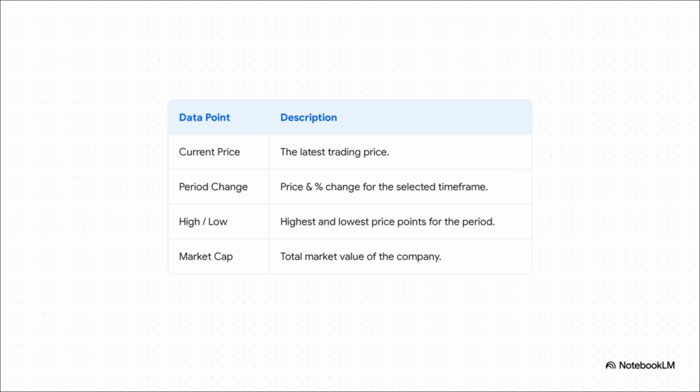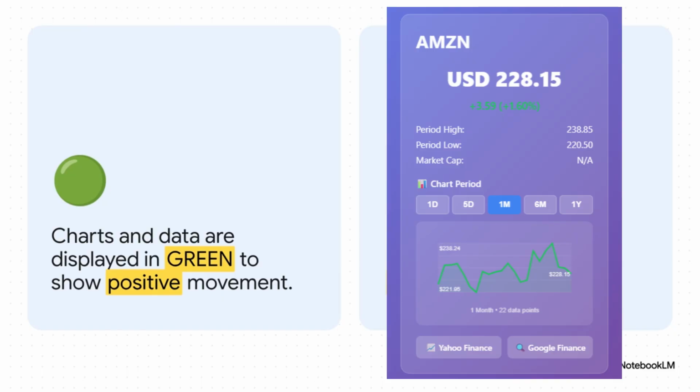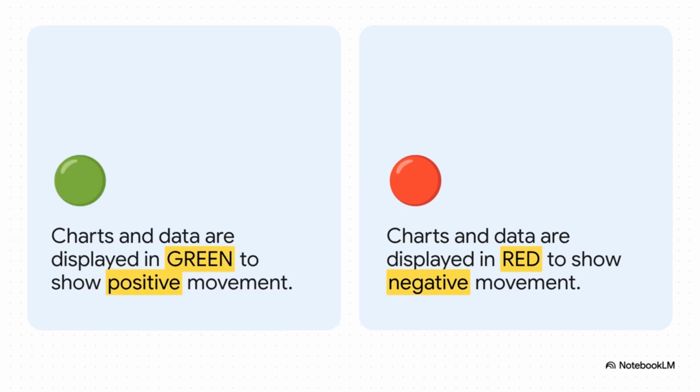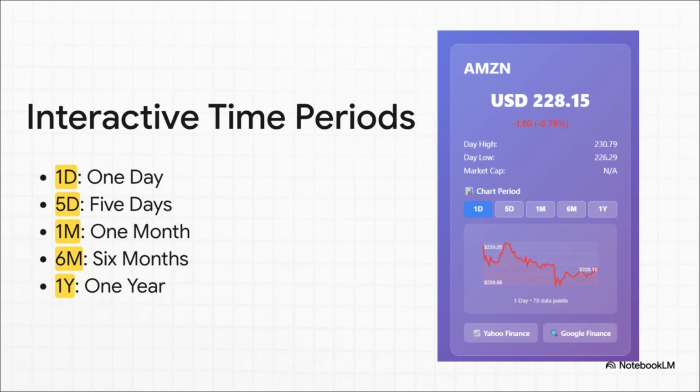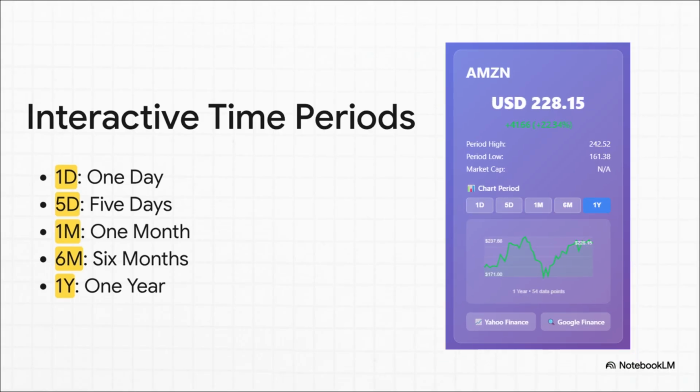Now, one of the smartest features is just how it uses color. It's so simple. If the stock's up, everything's green. If it's down, everything's red. This little visual cue tells you the story of the stock's performance before you even read a single number. And you're not locked into just one time frame. With just one click, you can toggle that chart and all the data between a 1-day, 5-day, 1-month, 6-month, or even a 1-year view. So you can zoom way in on today's action or zoom out to see the long-term trend.